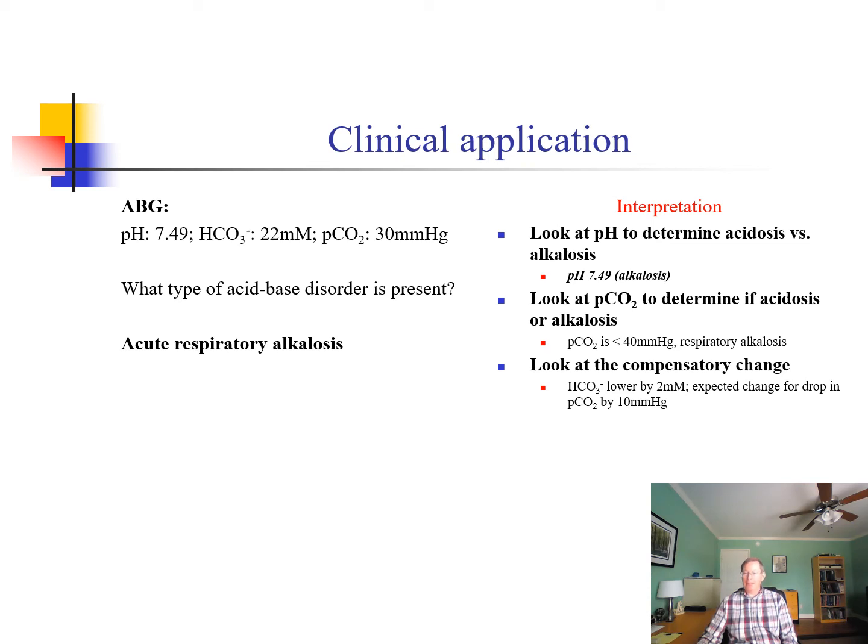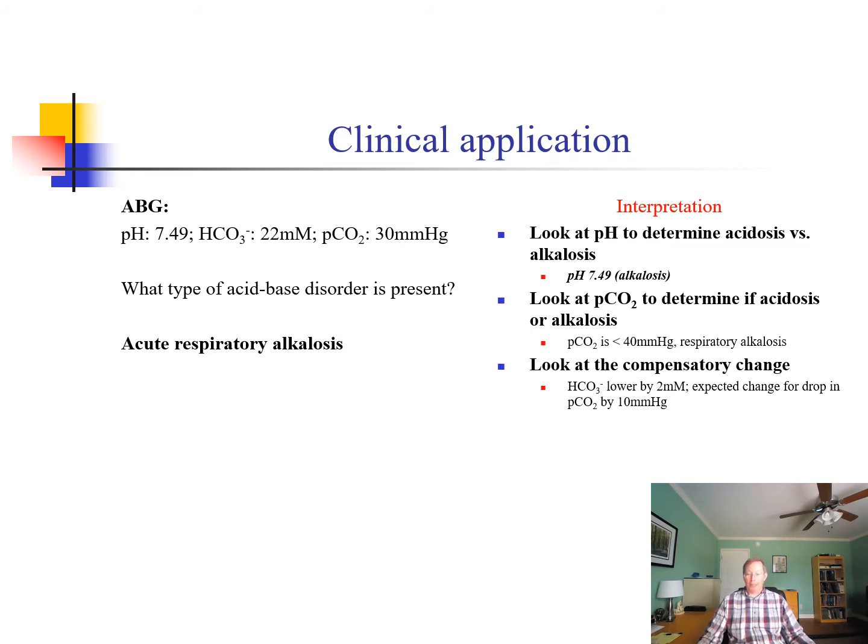If I look at the PCO2, it is less than 40, which would imply a respiratory alkalosis. Also, a bicarbonate of 22 would not be consistent with a metabolic alkalosis. It would be consistent more with a metabolic acidosis, so we can't do that. And I can look at the compensatory change and look at a table. In this case, acute respiratory alkalosis will lower the bicarbonate by 2 millimolar for every 10 millimeter of mercury decrease in PCO2.